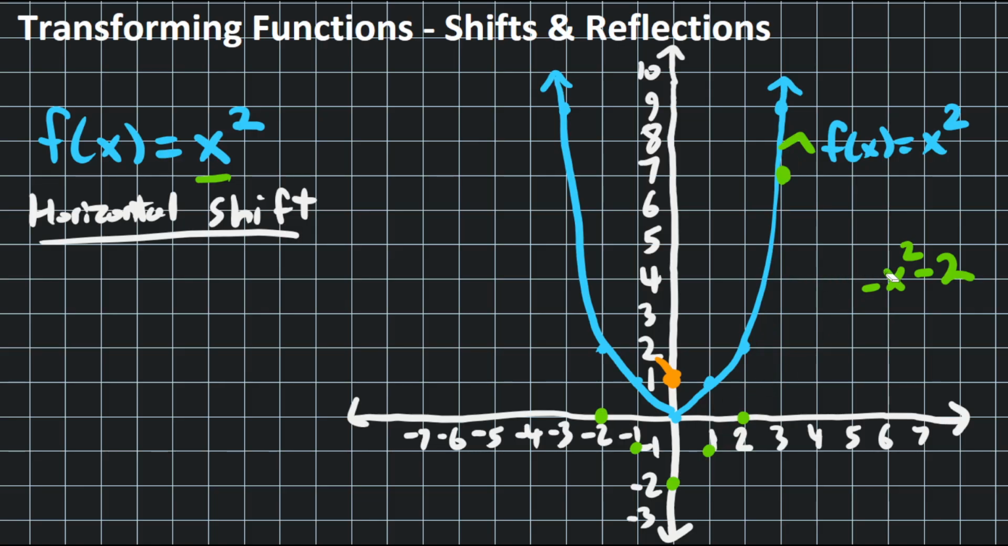We'll get rid of that, h of x. Let's put that back. And what we're going to do is show how we can graph, or how we can horizontally shift f of x equals x squared, which means we're going to move it left and right.